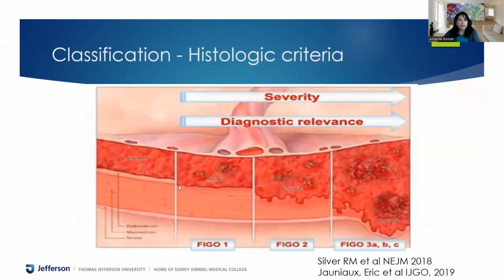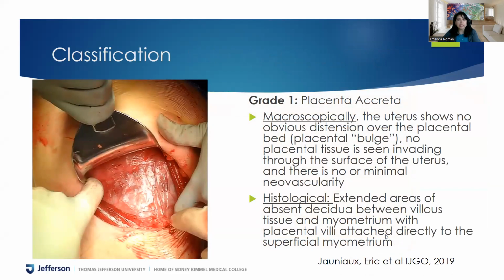FIGO has made a new classification, with both macroscopic and histological criteria, and we're going to review this one. They follow again the normal Accreta, Increta, and Percreta categories, but then the Percreta is classified in 3 aspects. The first one is grade 1, or what we call placenta Accreta. Macroscopically, we basically see a normal myometrium. We don't see any bulging, no placental tissue, no hypervascularity.